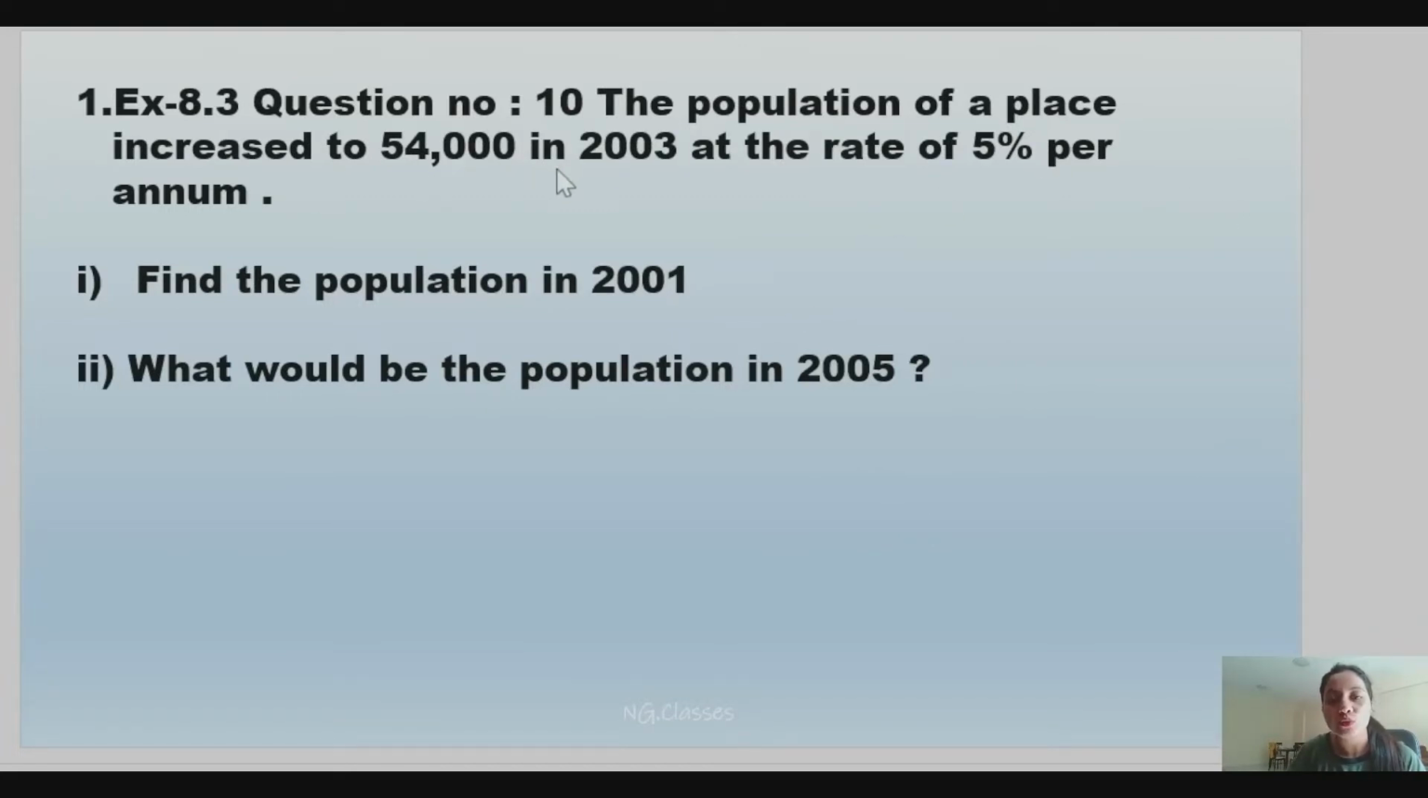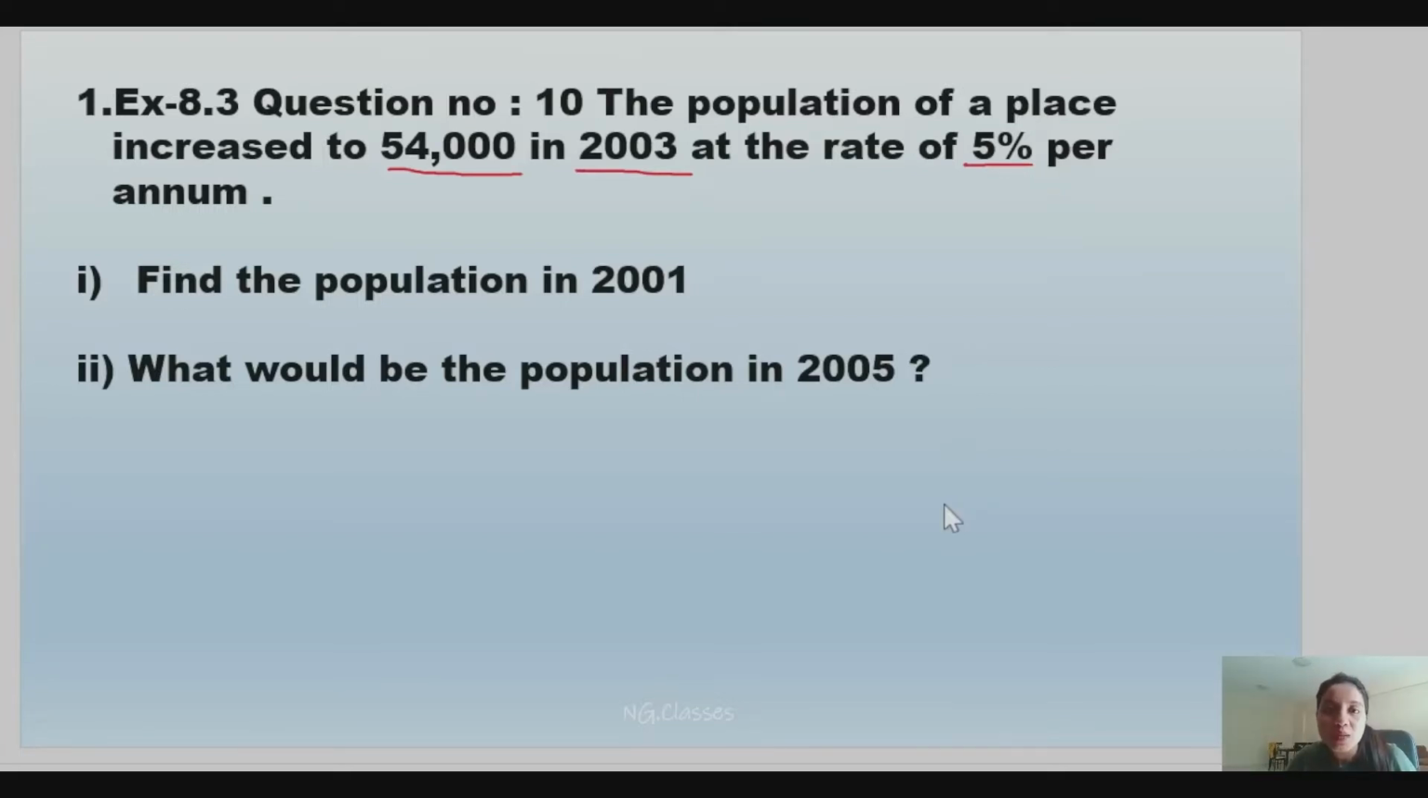Okay. One more question we will do from compound interest, and our question is, the population of a place increased to 54,000 in 2003 at the rate of 5% per annum. Find the population in 2001. What was the population in 2001? Now you need to understand, when the population is increasing, it will not increase like simple interest, because simple interest increases by the same amount each and every year. Is it possible that the same population is increasing each and every year? No.